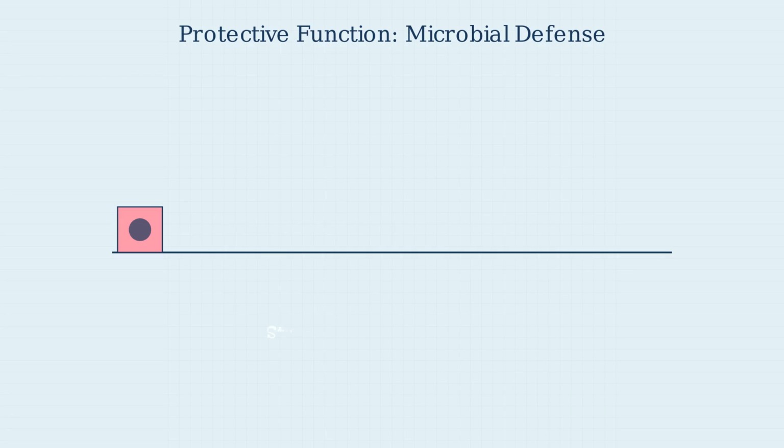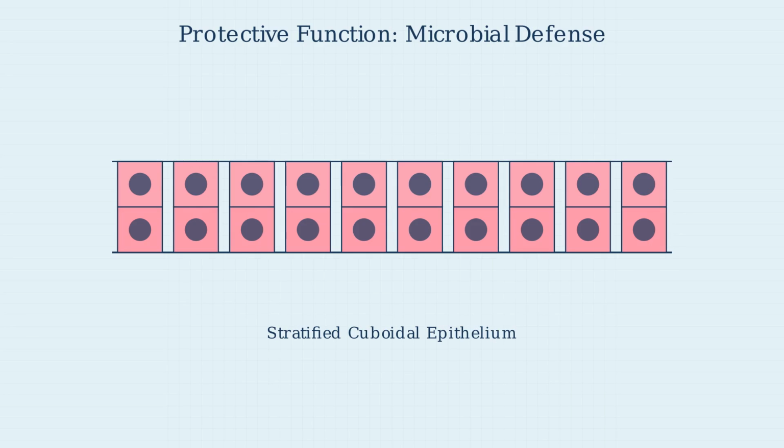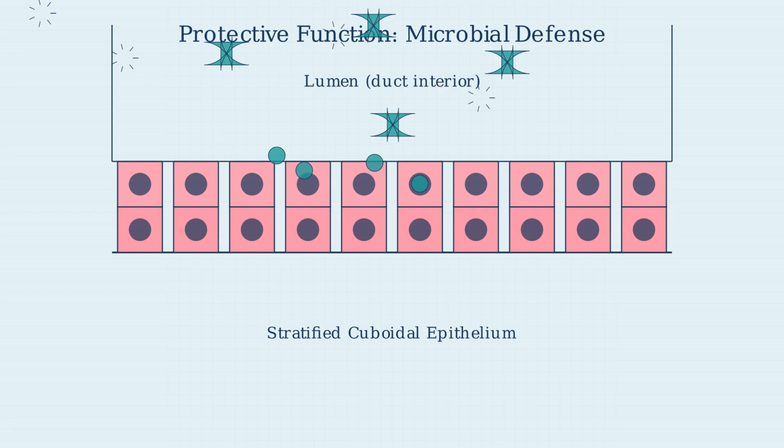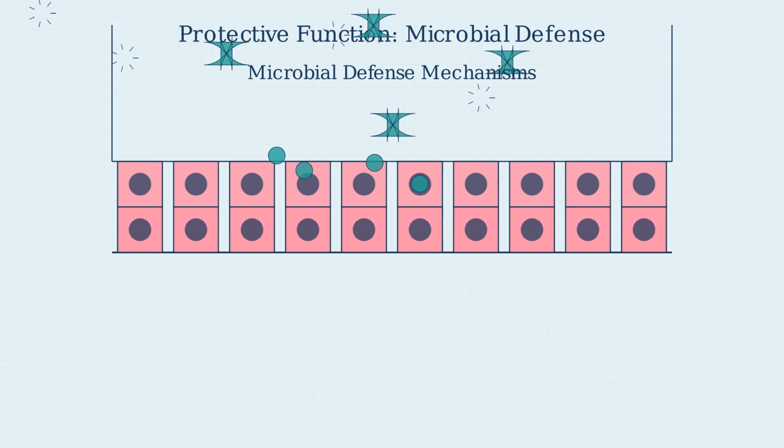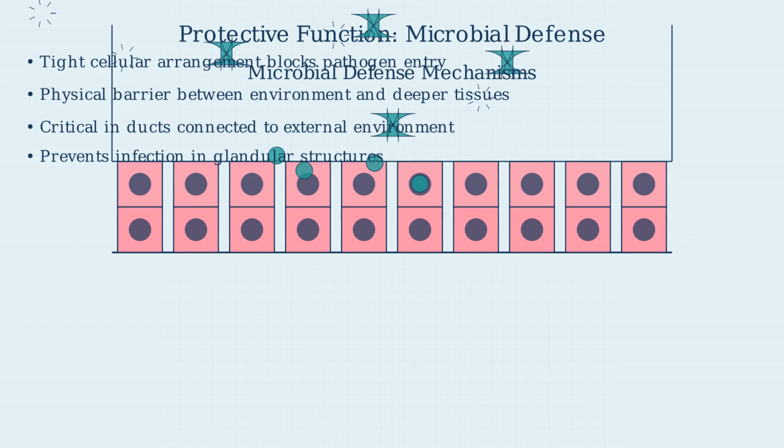The stratified cuboidal epithelium serves as an important defense against microbial threats. This epithelium creates a duct structure that often connects to the external environment, making microbial defense particularly important in these regions. Various pathogens, such as bacteria and viruses, can enter ducts from the external environment. The tight arrangement of cells in stratified cuboidal epithelium creates an effective barrier that prevents pathogens from penetrating deeper tissues.